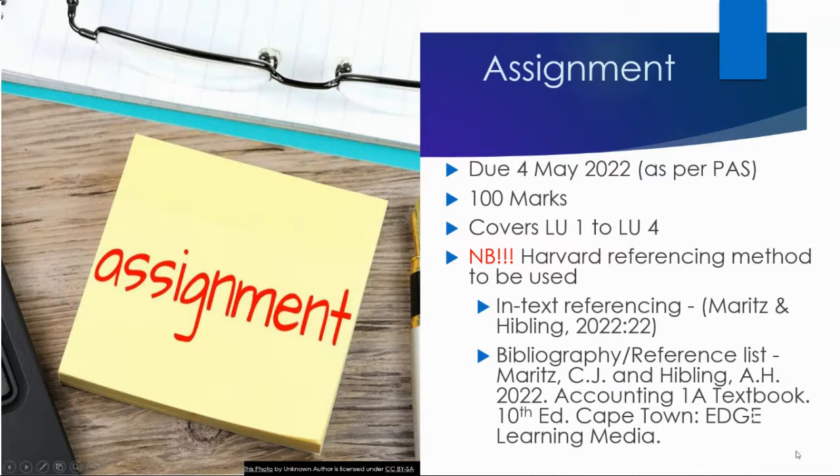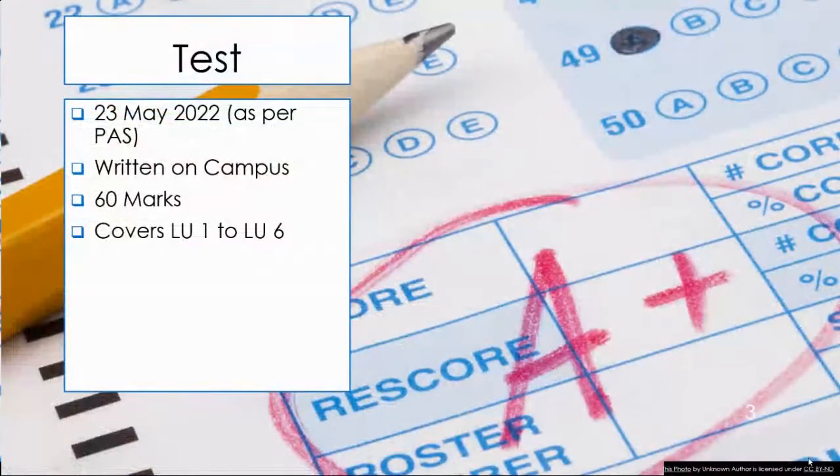And then remember, you're writing your test on the 23rd of May, and the information we are going to cover in the first week of May will be the last learning unit on which you will write. So at the moment, you can study learning units 1 up to 5 in preparation for your test. So you can start preparing for your test.